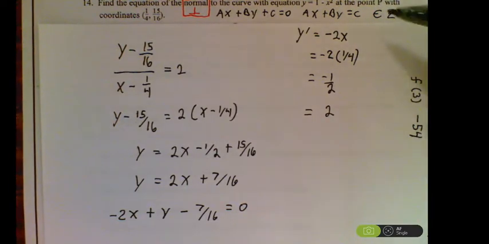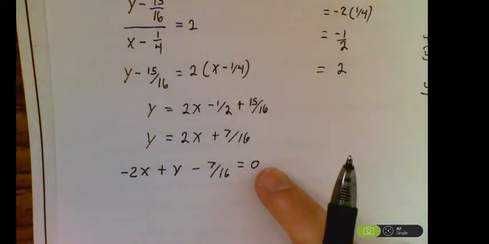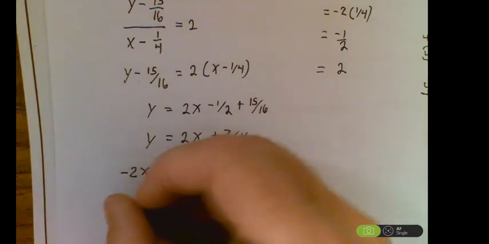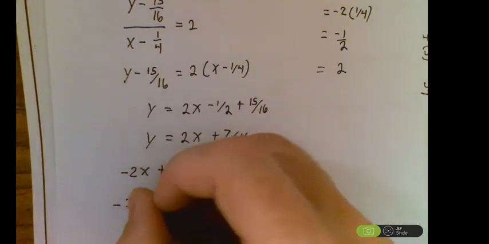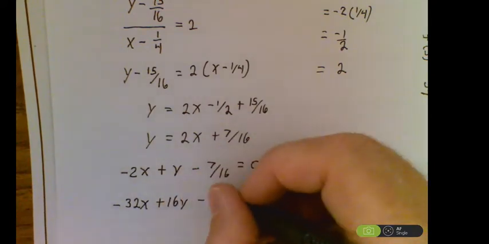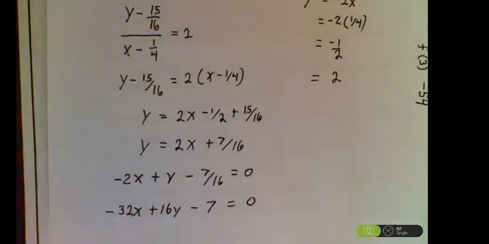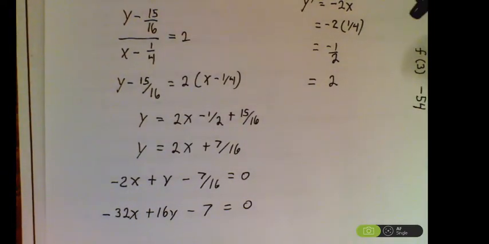If you were to see something like this, that means they want integers only and no fractions. So I would have to multiply the entire equation by 16 in order to make that happen. So I would get the negative 32x plus 16y minus 7. And so that's just another way of writing it. So again, really important that you check directions on a test.